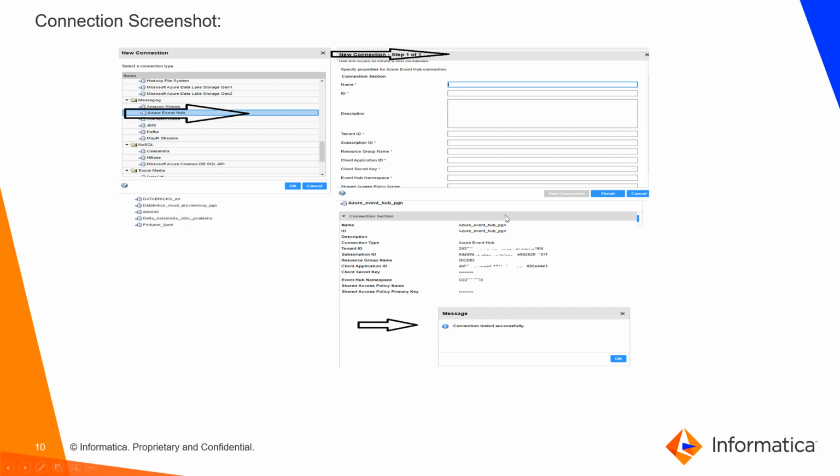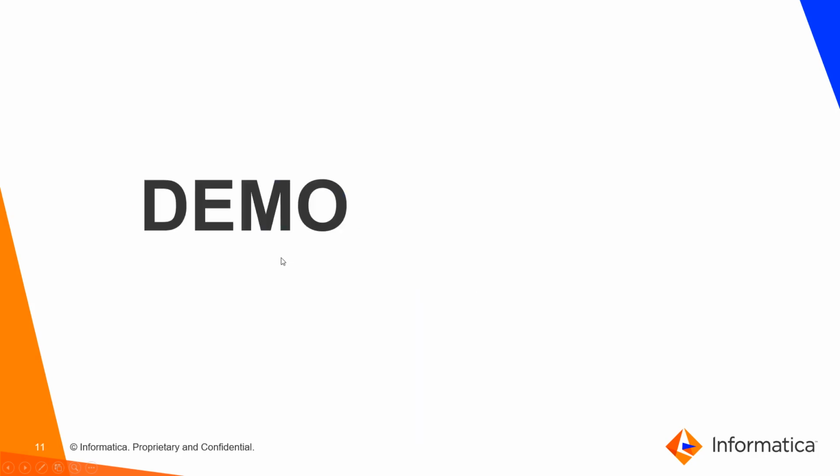Once you have given these details, you can do the test connectivity. Since I have already given these details, I did a test connectivity and the connection went through fine. So in the next slide, the demo will use the same connectivity which I showed you in the screenshot. I'll have Azure Event Hub as the source and ADLS Gen2 as the target, and we'll run a mapping on Databricks and see how it goes.